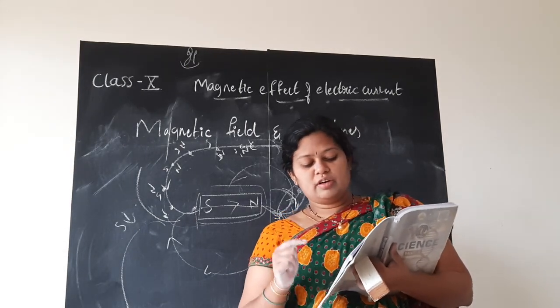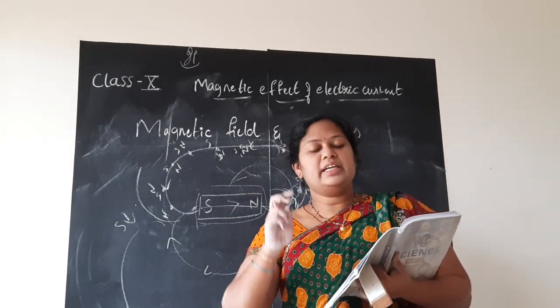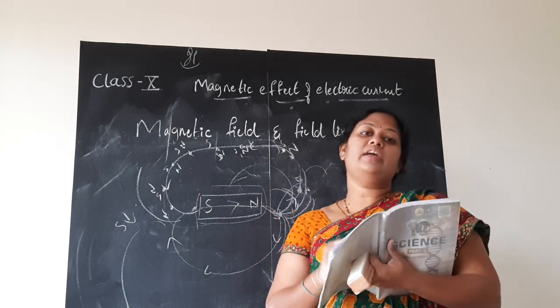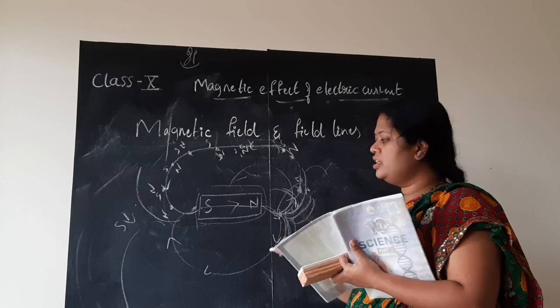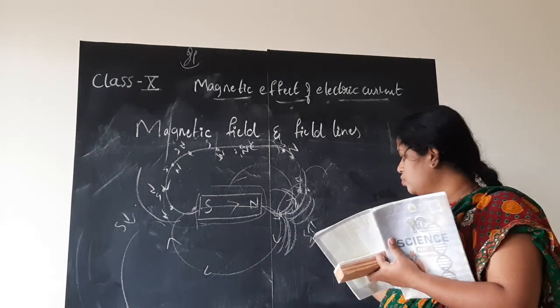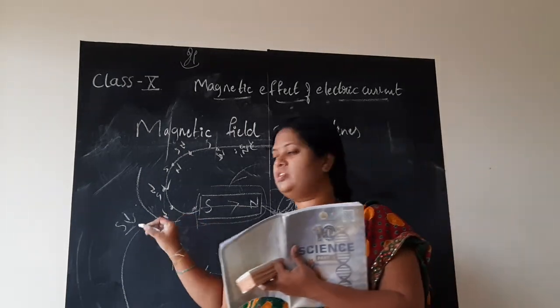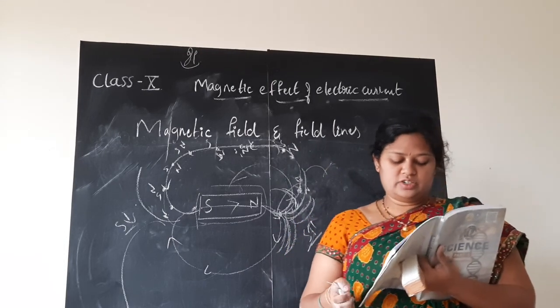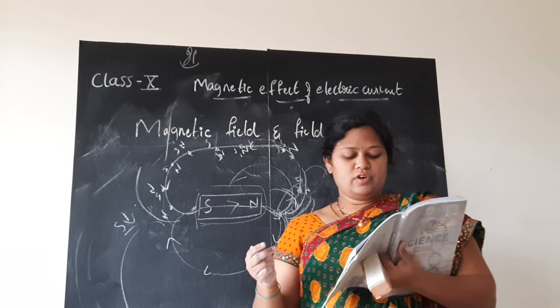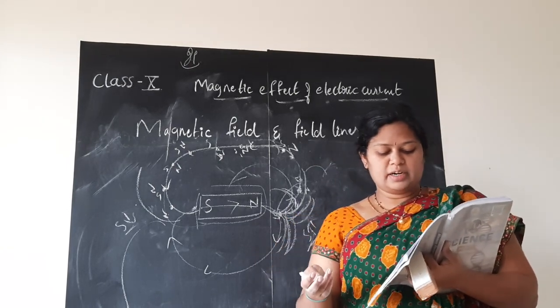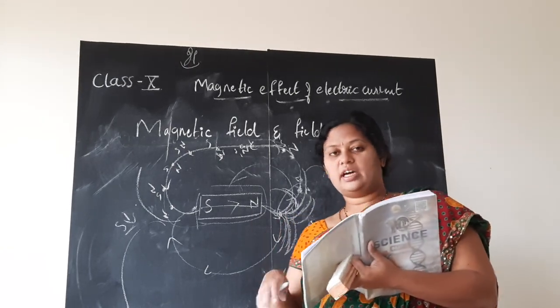The relative strength of the magnetic field is shown by the degree of closeness of the field lines. So I said, if the field lines are close to each other, then their strength is more. If they are not close to each other, or they are away from each other, the strength is lesser. So the field is stronger, that is, the force acting on the pole of another magnet placed is greater, where the field lines are crowded.